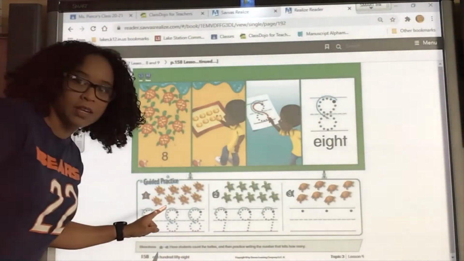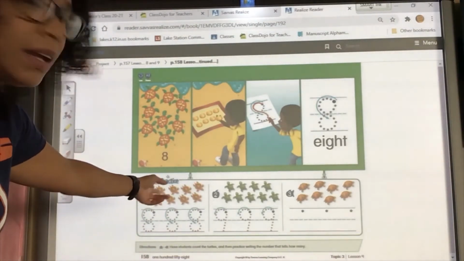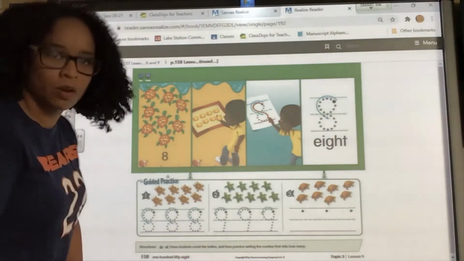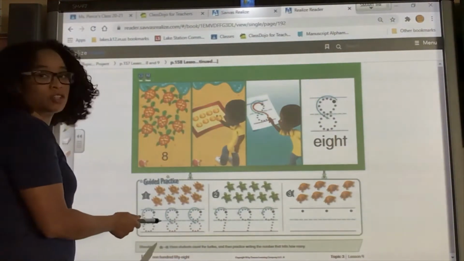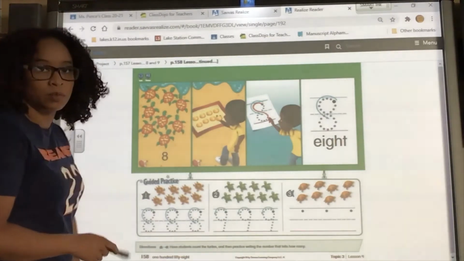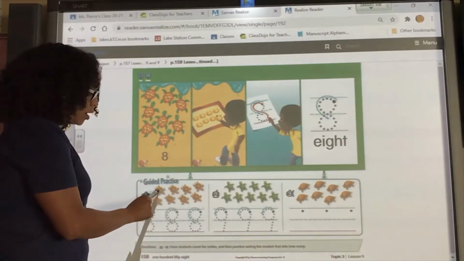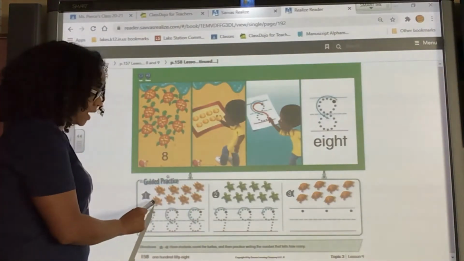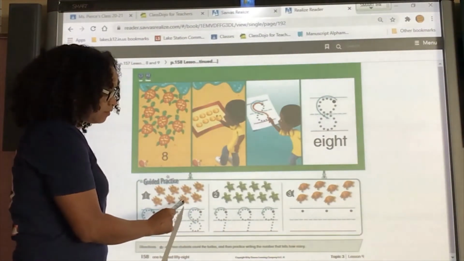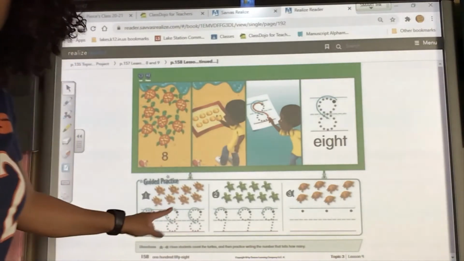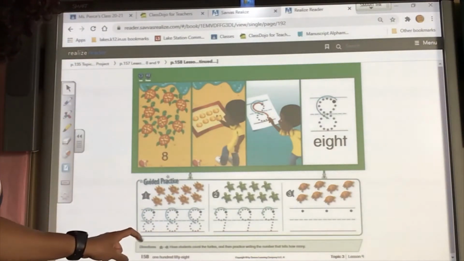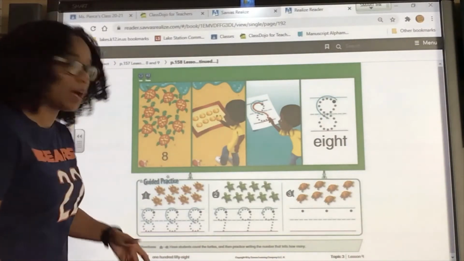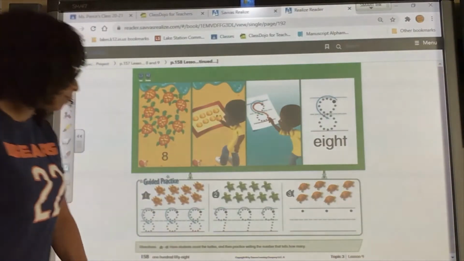Alright, so it looks like we are counting these brown looking turtles right here. Let's go ahead and count those first to make sure that this number is correct. You guys ready? Here we go. 1, 2, 3, 4, 5, 6, 7, 8. So there are 8 brown turtles, and what number do they have here for us to trace? 8. So let's go ahead and trace that. I'm going to trace, you're going to write in your journal.